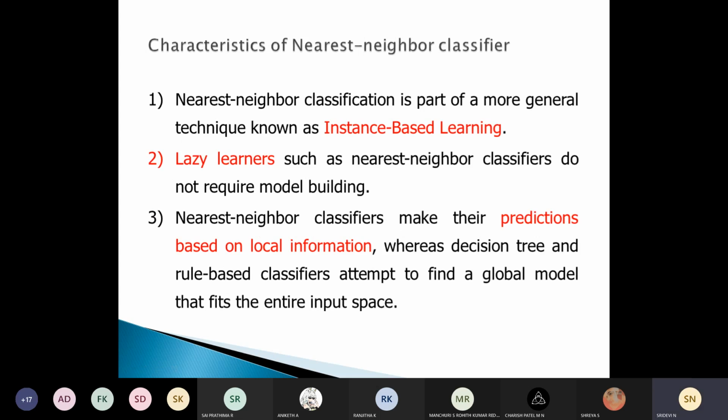What are the characteristics of the nearest neighbor classifier? It is part of a more general technique known as instance-based learning. It is also considered a lazy learner, as it does not require any model building. The nearest neighbor classifier makes its predictions based on local information, whereas the decision tree we have discussed tries to find a global model that fits the entire input space.